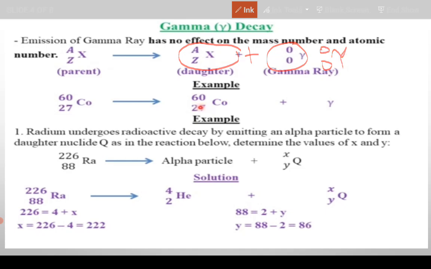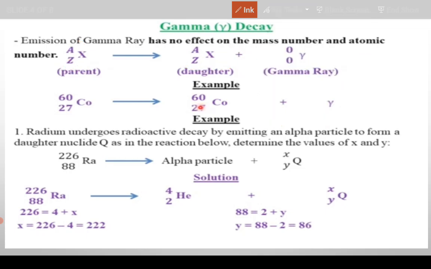Such that if you add the top numbers, you add a plus 0, you get back a, which is this one here. And it shows that mass is not affected when an element emits gamma. Similarly, its atomic number will also remain the same. Z add 0 is going to remain Z, as shown there. So that's what we have.